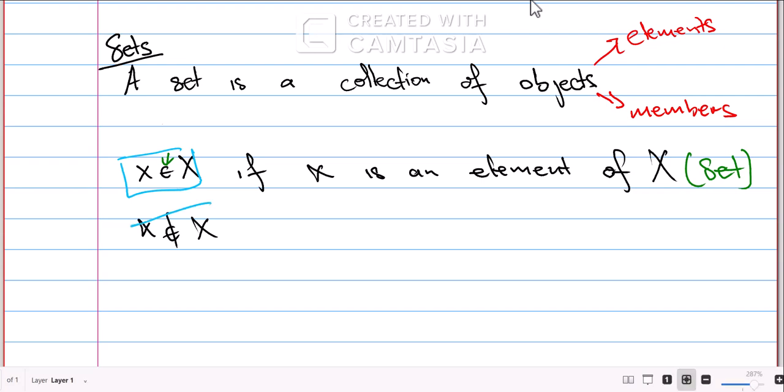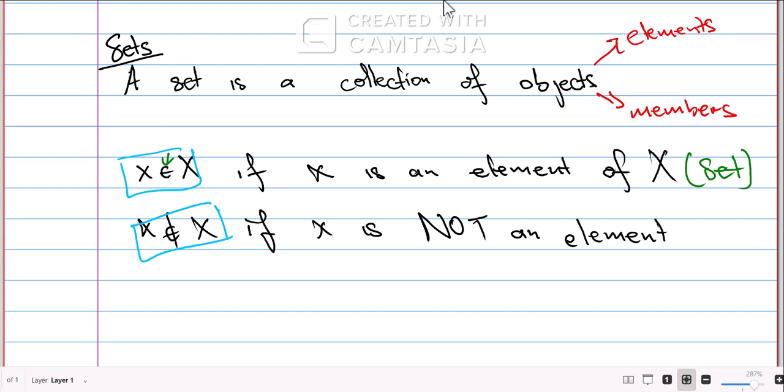Now the second one, we apply this when we say x is not an element of X. So there is the first one, an element, and not an element. x is an element of this capital letter X, and x is not an element of this capital letter X.